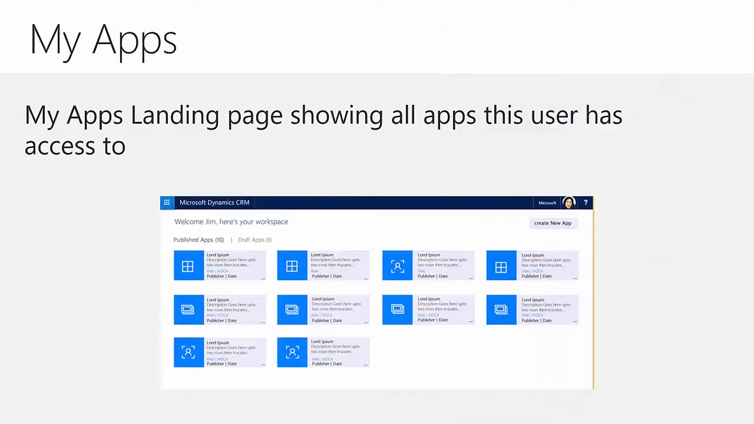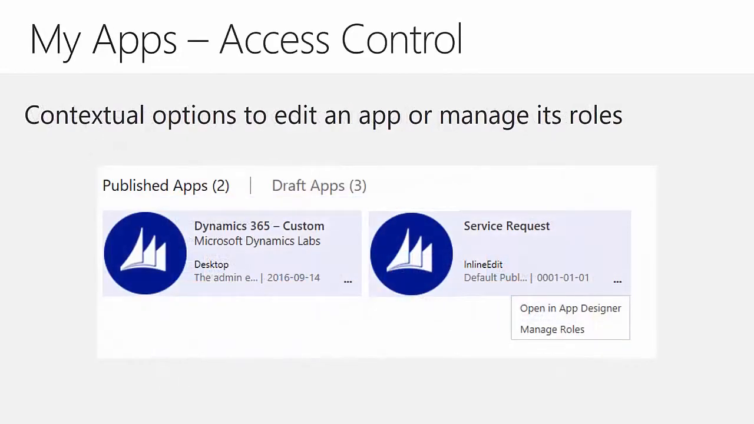Users can also navigate to My Apps, which provides a landing page to see what's available in the user's workspace. Users can create their own apps and see them published inside My Apps. In addition to access to the apps, they can also open the app designer to make changes to the app and control access to them by managing the role associated with the app, as you can see here on the Publish Service Request app on the right.